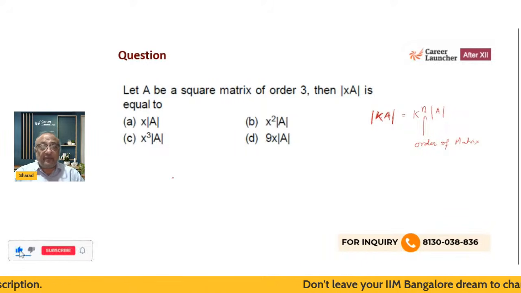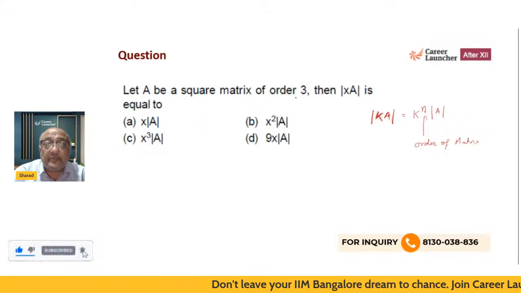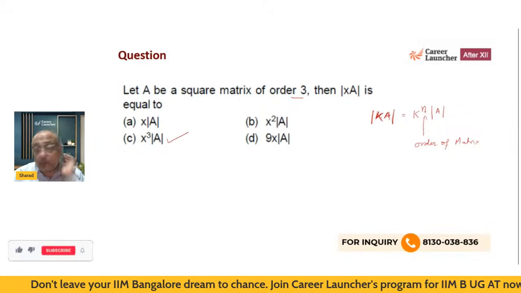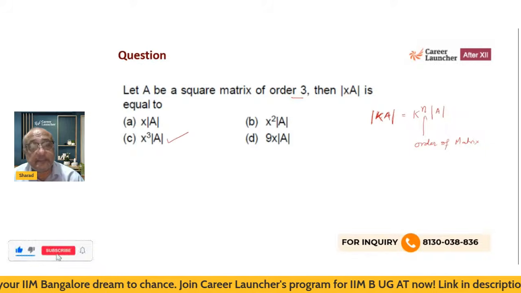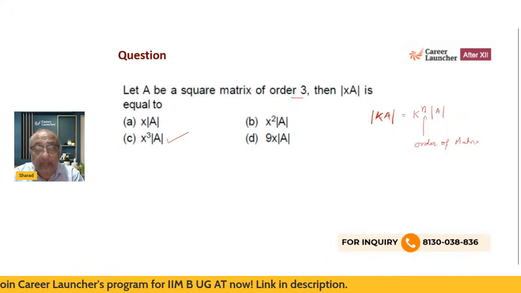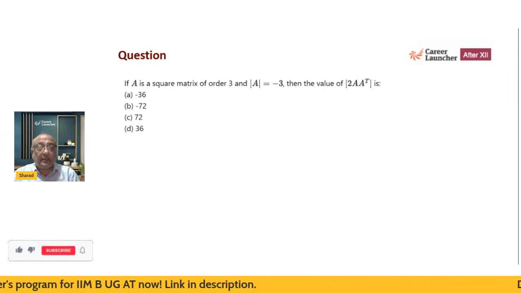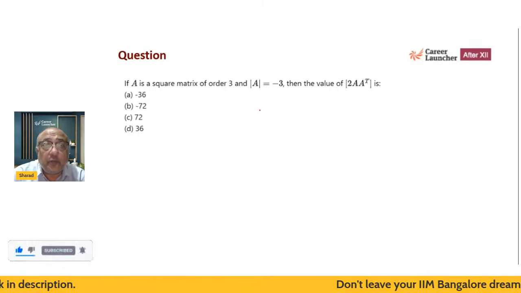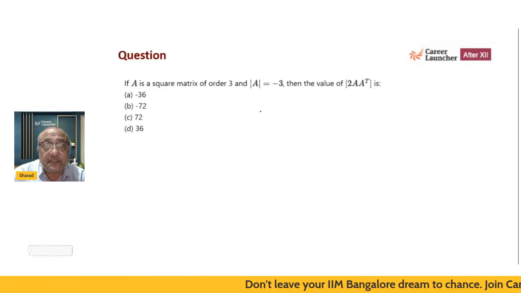So what do we have here as the answer? It is so simple. Order is 3. So determinant of xA will be equal to x cube determinant of A. Right, kids? Now I'll do one more question. Then we'll see what we have from your side. Any other questions? Any other suggestions?